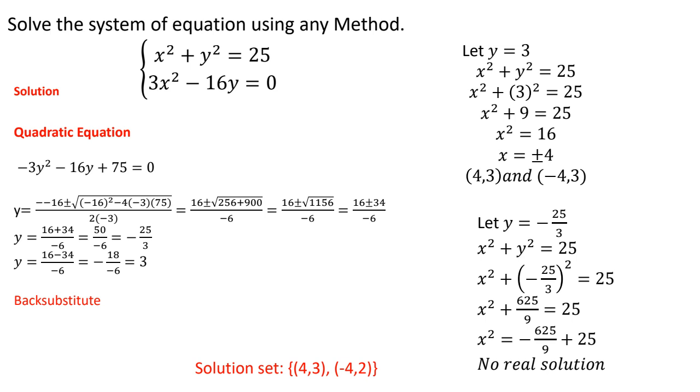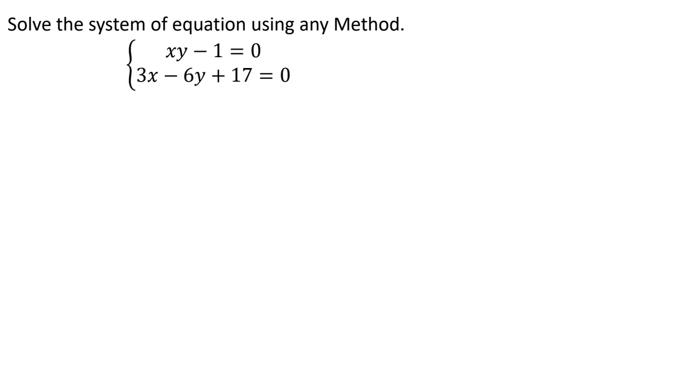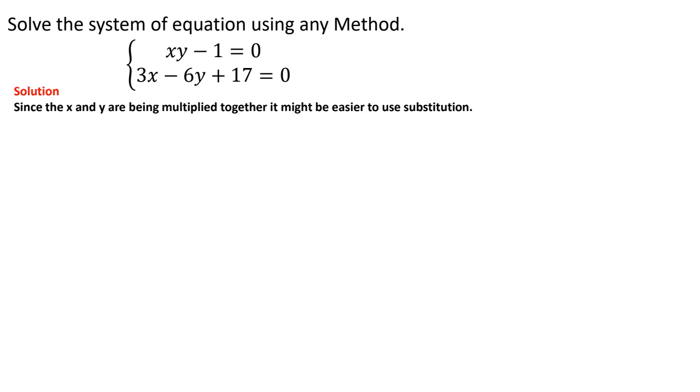Okay. All right. Let's go ahead and solve this system now. We have xy minus y equals 0. And then we have 3x minus 6y plus 17 equals 0. Oh, this one looks hard, but we can do this. So if we see here, let's go ahead and use the substitution method. Since we have xy, the values joined together, let's use the substitution method.